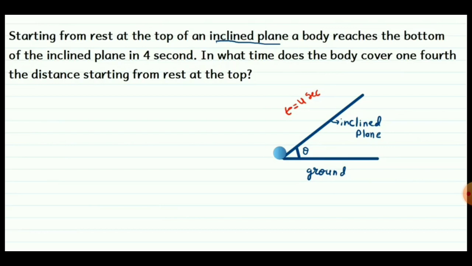Okay, now in what time does the body cover 1/4 the distance starting from rest at the top? First, we need to find the distance from top to bottom. Initially the object was at rest, so u is equal to 0. Time taken during the motion is 4 seconds. Now if we want to find the distance, we need one more value.